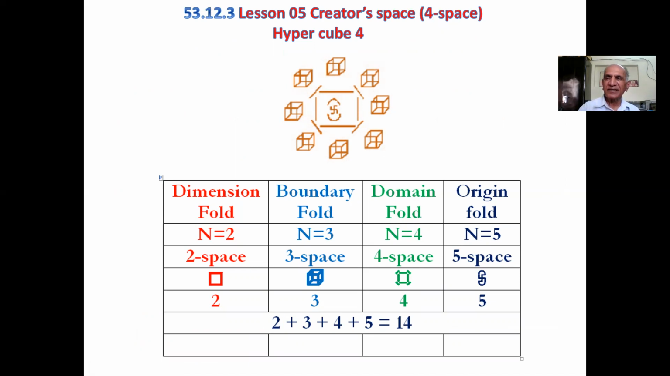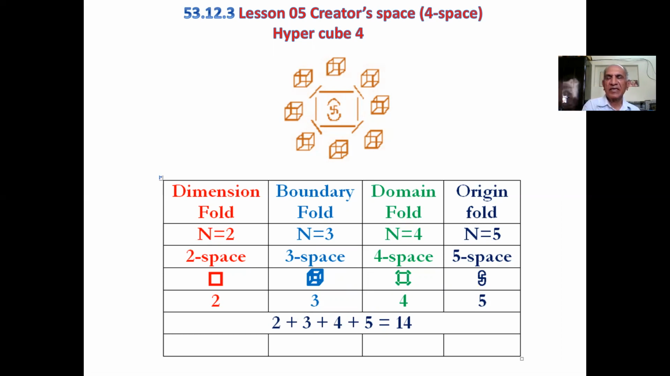mathematics, symbolic, numerative, and numerative geometric formations, and these are being tabulated with its technical names for the four folds, and the first fold is designated as a dimension fold. The second fold is boundary fold, third fold is domain fold, fourth fold is origin fold.